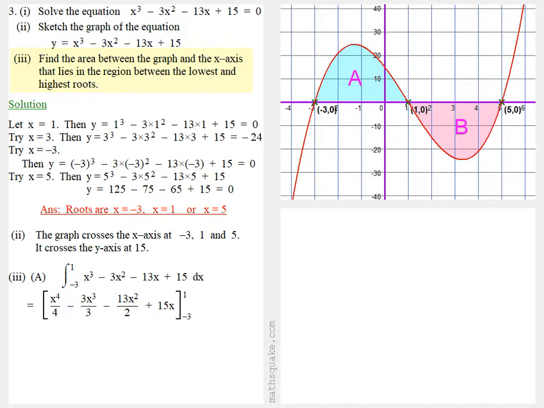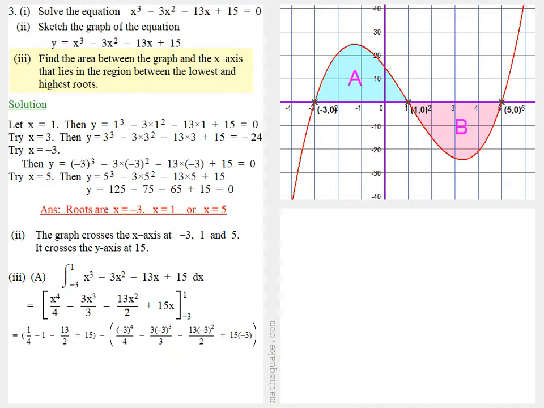Now when we integrate x to the power 3, it's x to the power 4 over 4. When we integrate minus 3x squared, you get minus 3x cubed over 3. When you integrate minus 13x, you get minus 13x squared over 2. And when you integrate 15, you get 15x. And we substitute in the value 1, and then we take away substituting in the value minus 3.